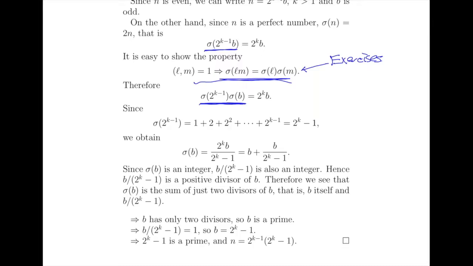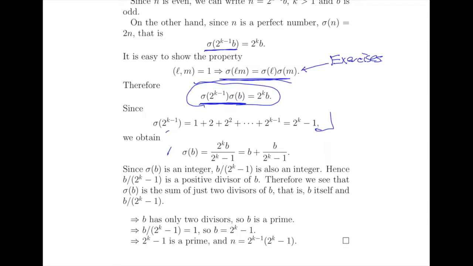But sigma of 2 to the k minus 1 is easy to compute. It is just 1 plus 2 plus 2 squared and so on, which is easily computed as 2 to the k minus 1. So from this formula, we now obtain that sigma b is equal to 2 to the k times b over 2 to the k minus 1, which is equal to b plus b over 2 to the k minus 1. Can you follow me?